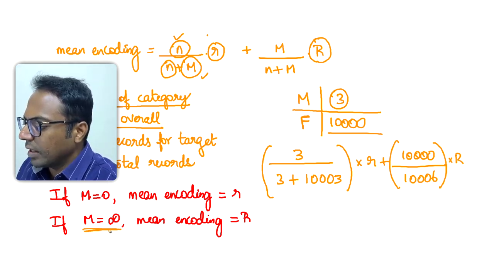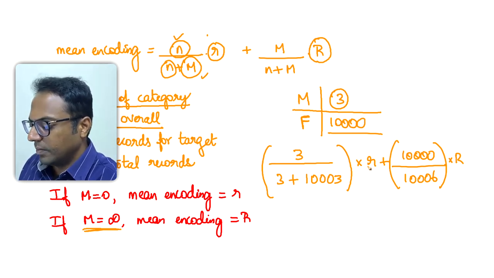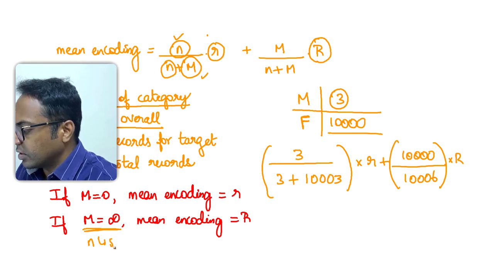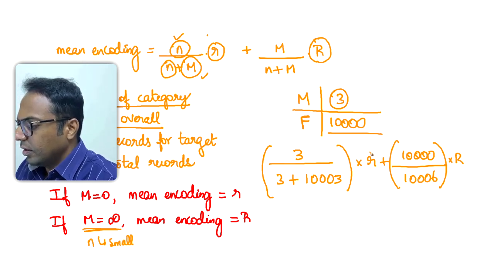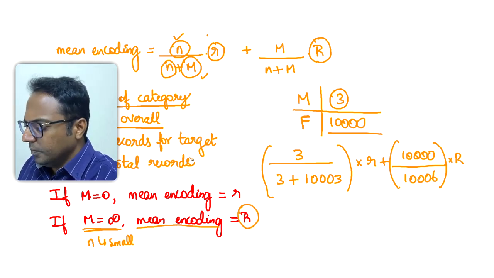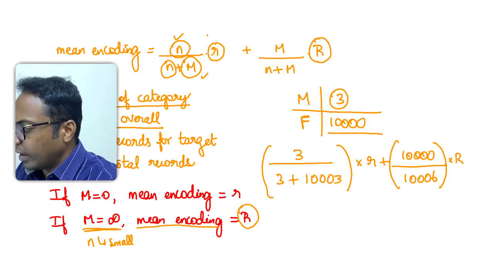So as this M, the total number of observations, increases to a very large number, and the number of observations for that category is small, then this whole mean encoding is going to go towards the overall mean, which is capital R here.